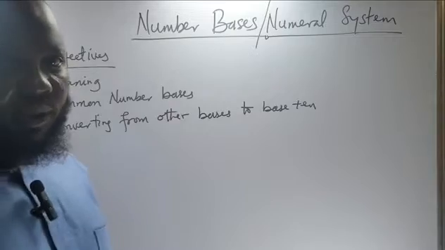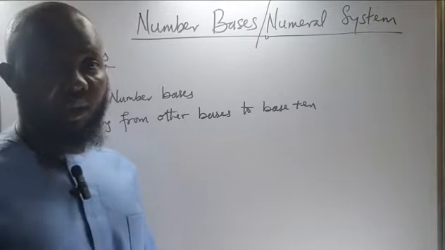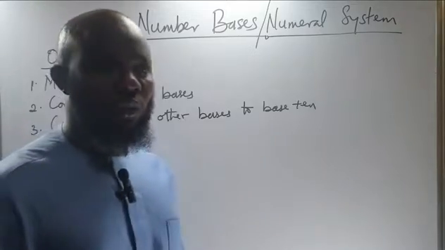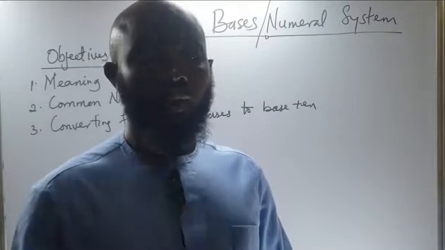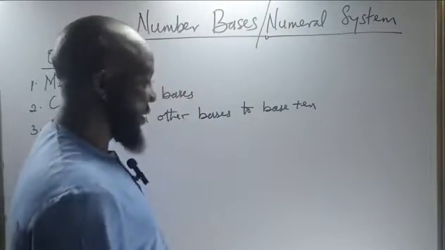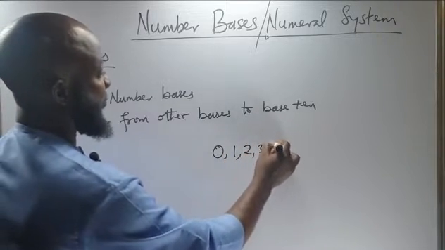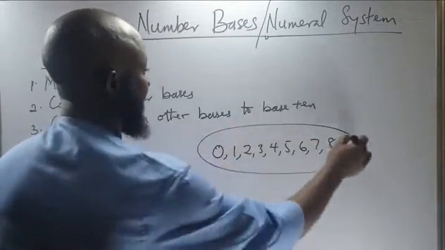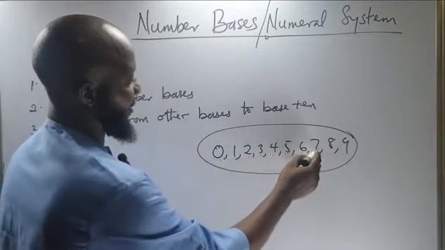When we talk about number bases or numeral systems, these are ways of representing numbers using digits or symbols. As you all know, throughout the whole world, the counting system or numbering system that we use is base 10. We have the following digits that we use: 0, 1, 2, 3, 4, 5, 6, 7, 8, and 9. How many are they? They are just 10. 1, 2, 3, 4, 5, 6, 7, 8, 9, 10.